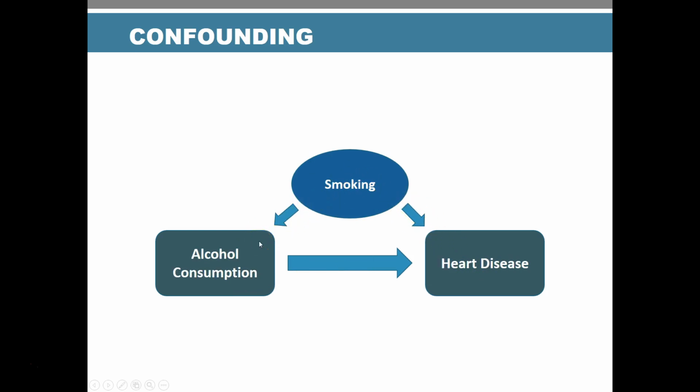So I'm going to give you the example of the relationship between alcohol consumption and heart disease. There is a relationship between alcohol consumption and heart disease. However, there's also a relationship between smoking and alcohol consumption because it tends to be a social behavior. Not as much now that you can't smoke in a lot of public places, but this used to be much more of an issue. People, when they're drinking, would also smoke. It was a social behavior. And then smoking is also related to heart disease because smoking increases your risk for getting heart disease.